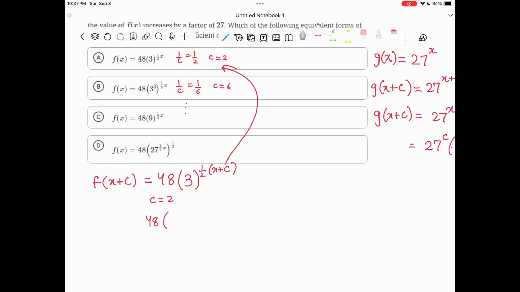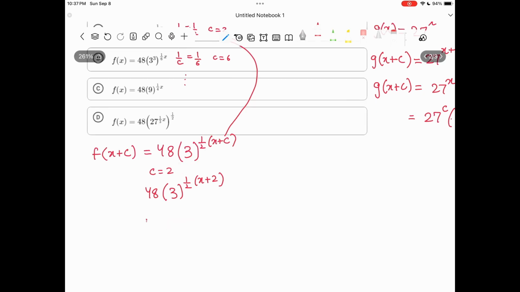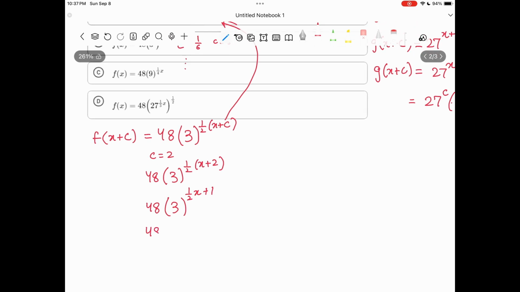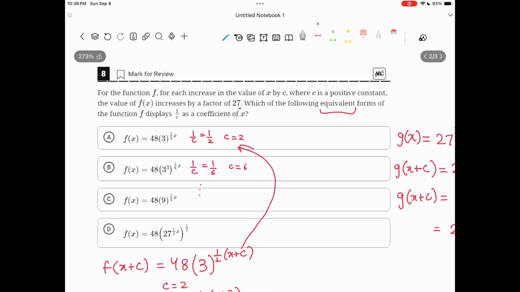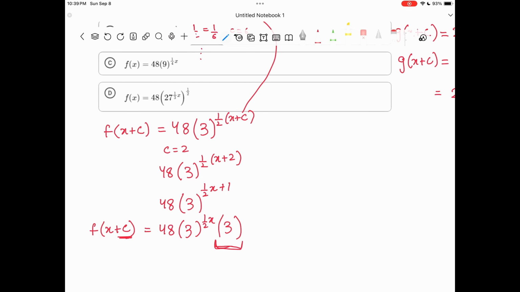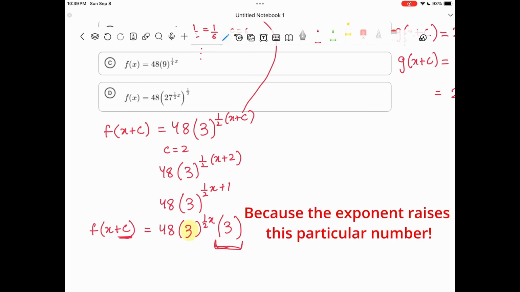We get 48 times 3 raised to the power 1 over 2 times x plus 2. Simplifying this, we get 48 times 3 raised to the power 1 over 2x plus 1. When we simplify it further, we get 48 times 3 raised to the power 1 over 2x times 3. So we notice that for an increase of x by c, the value of f increases by a factor of 3. However, the question asks for an increase by a factor of 27. So we notice that the value will increase by the factor of whatever is inside this particular bracket.